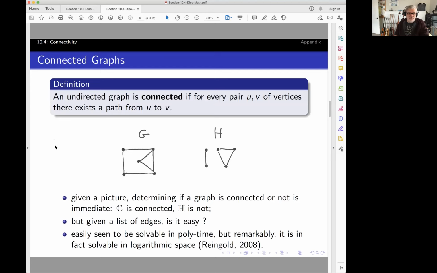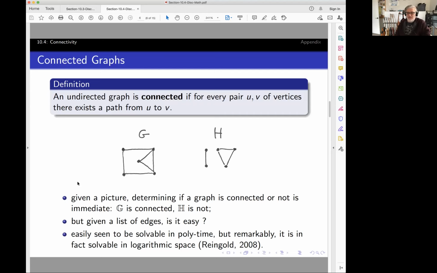Connected graphs. So what does it mean for a graph to be connected? Like the name implies, you can go from any vertex to any other vertex by some path. So an undirected graph is connected if for every pair of vertices U and V, there is a path from U to V of any length, it doesn't matter. So the graph G here is clearly connected, and the graph H here is clearly not connected. If I take a vertex on this side, I cannot find a path to a vertex on that side.